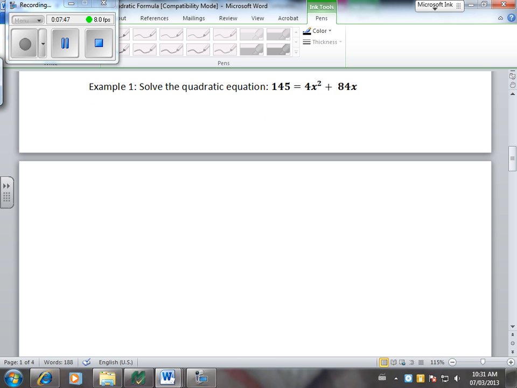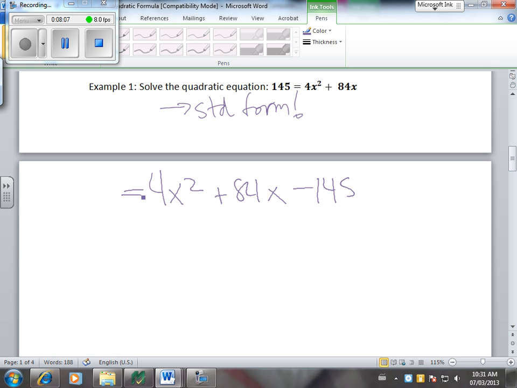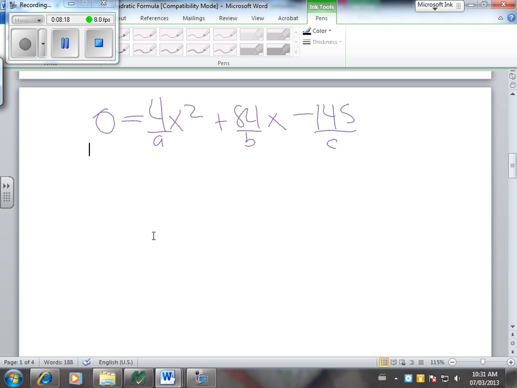Okay, so let's solve this equation. And the first thing that we should do is, hopefully everyone said, get into standard form. Okay, so we'll have 4x squared plus 84x minus 145 will equal 0. Okay, so here's my a term, my b term, and my c term. And I'd see if I can factor anything out, but I can't. And again, I'll write this over here. A is 4, b is 84, and c is negative 145.